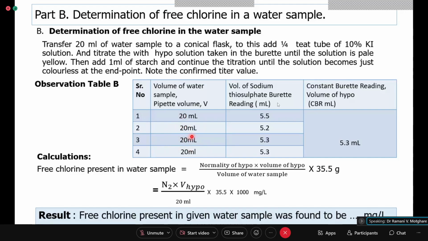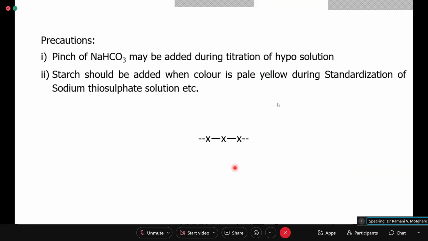But with dichromate, you should not do such kind of thing. It is always mentioned that starch should be added towards the end point. Okay, so with this, the experiment completes.